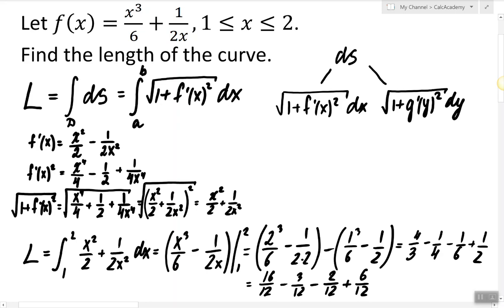16 minus 3 is 13, minus 2 is 11, 11 plus 6 is 17/12 is the arc length of the given curve.